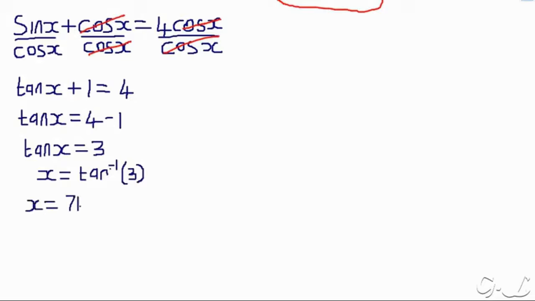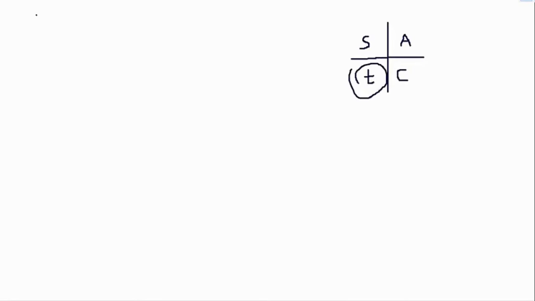X is equal to 71.56505118. So since we found the value of x as 71.6 degrees, we have to find another value of x. So we have the first quadrant, second quadrant, third quadrant, and then the fourth quadrant.